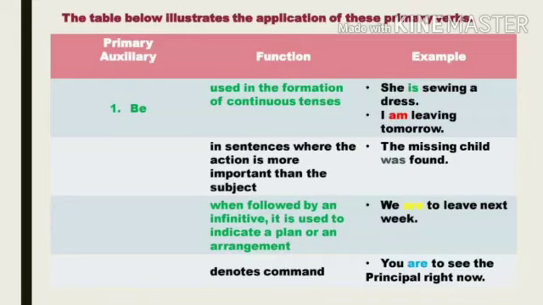You can also say these sentences like this. She was sewing a dress. I was leaving yesterday.